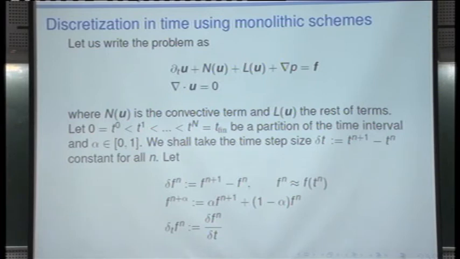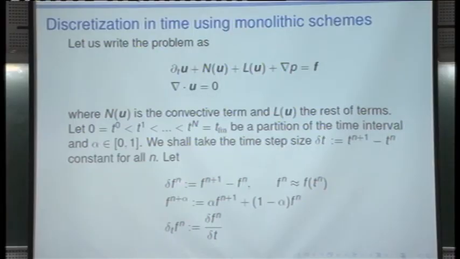Okay. So the notation I will use is the following. I will use a superscript to denote the time level. We consider, of course, a partition of the time interval, and delta t is going to be the time step size, constant to simplify. Of course, everything can be done with variable time step, but let's assume it's constant. So the increment of a function in a certain time step is denoted delta f. That's just the increment of the function, where the superscript means that that's the function evaluated at time step n, and we hope it will be an approximation to the exact function at time t^n.